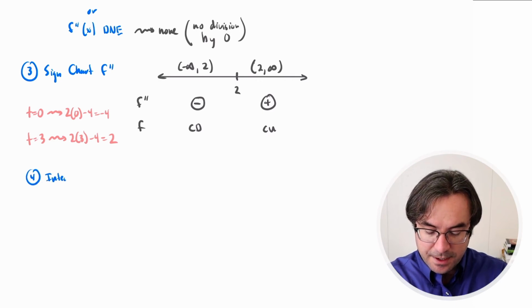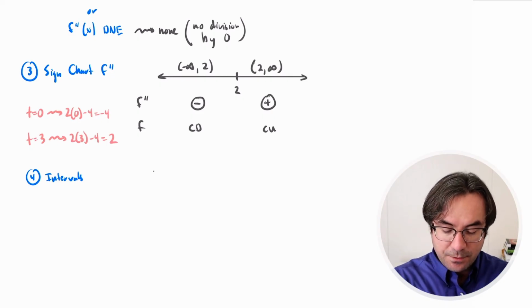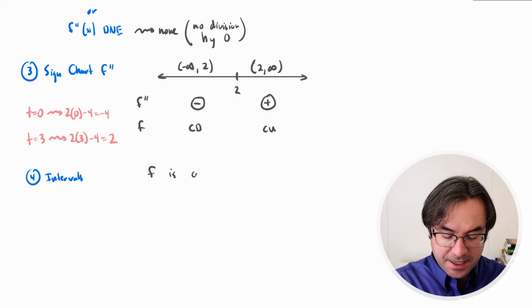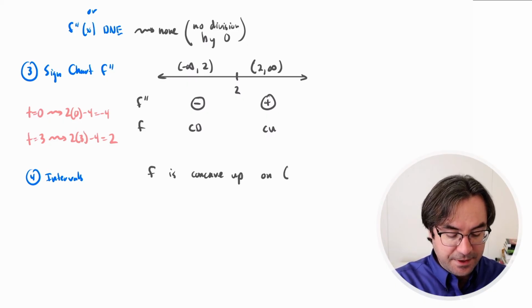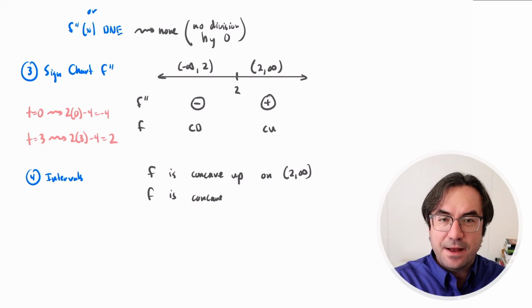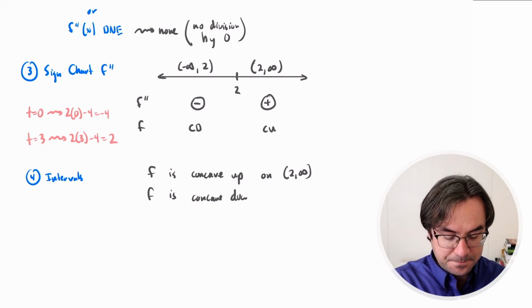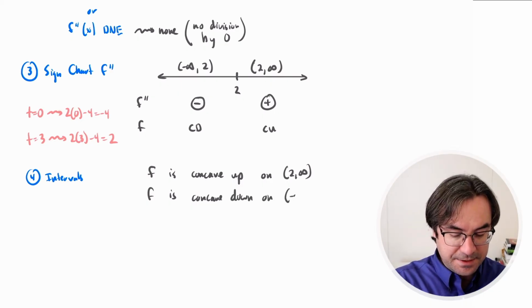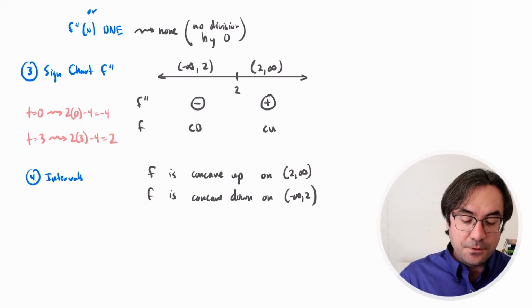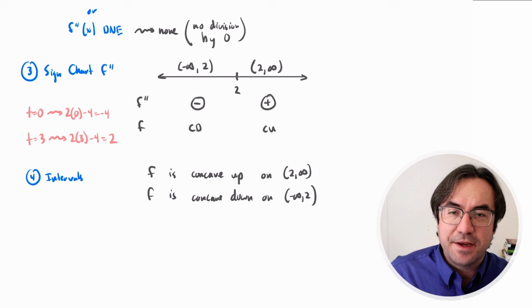So now we can just summarize our intervals of concavity. What we found is that the original function f is concave up on the interval 2 to infinity, and the original function f is concave down on that other interval, minus infinity to 2. All right, so we've found our intervals of concavity here.